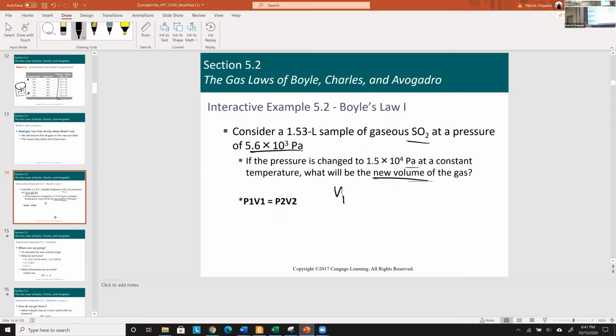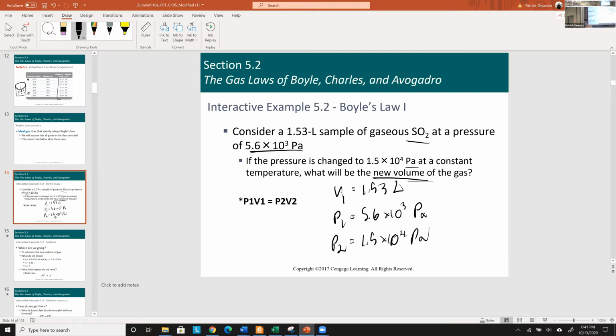So we have a volume, V1, of 1.53 liters, gaseous SO4, SO2, whatever. The pressure, P1, is 5.6 times 10 to the third pascals. And if the pressure is changed, we have P2, 1.5 times 10 to the four pascals, at a constant temperature.